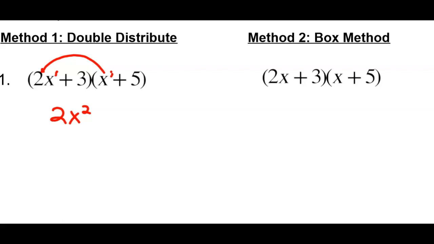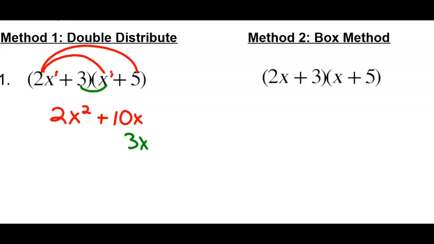Now we have to do 2x times 5. What's 2x times 5? 10x. Sorry. So it says to double distribute, right? I just distributed my 2x. Now I have to distribute my 3. 3 times x is 3x. What is that like terms with? 10x, so I remember to add it, right?